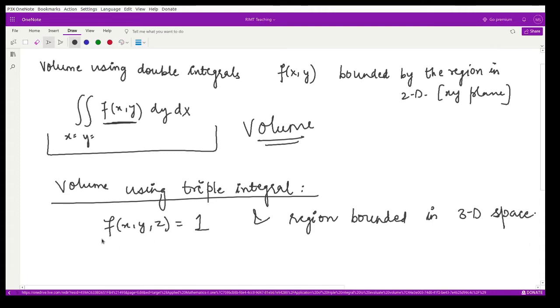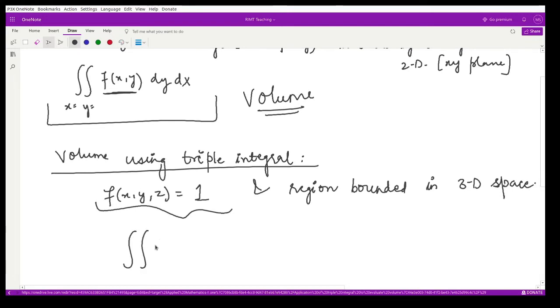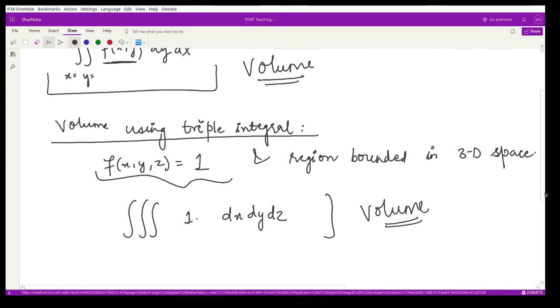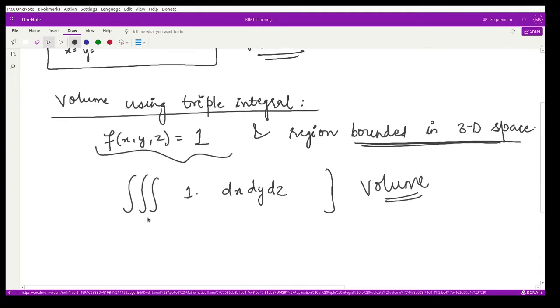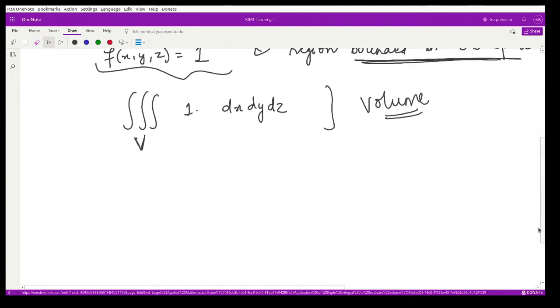Whenever you take the function to be equal to 1, then your triple integral of the function dx, dy, dz represents nothing but the volume of the given region bounded by the given curves in 3-dimensional space, whatever the limits given to you. So this is how you define the volume using triple integrals. So let us see one question relating to this.